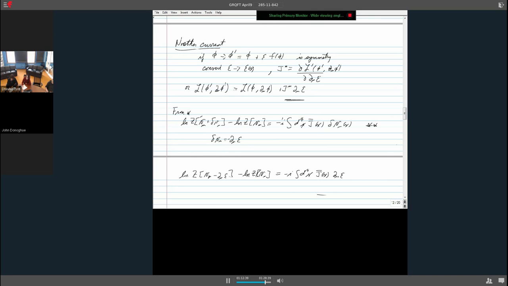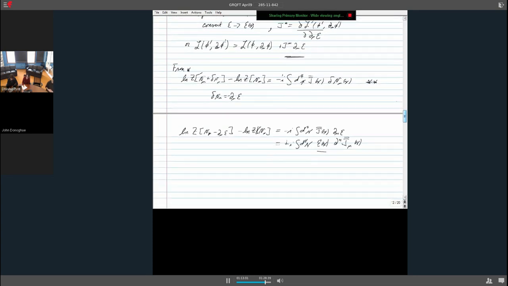You know, this current, which follows from the Lagrangian. So basically, if phi goes to phi prime, which is phi plus epsilon times some f of phi, is a symmetry, then you convert epsilon into epsilon of X. The current that you're after, J mu, is the derivative of the Lagrangian of phi prime with respect to d mu epsilon. So the space-time dependence of epsilon. And so that's how you identify your current.